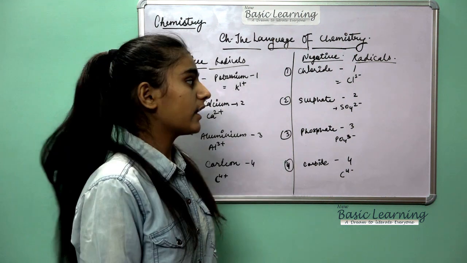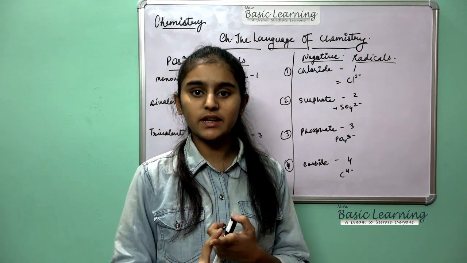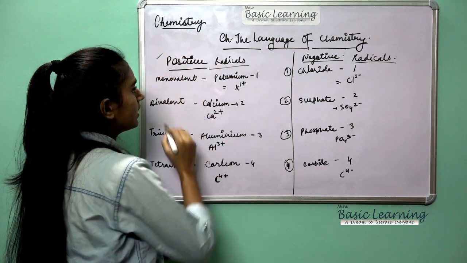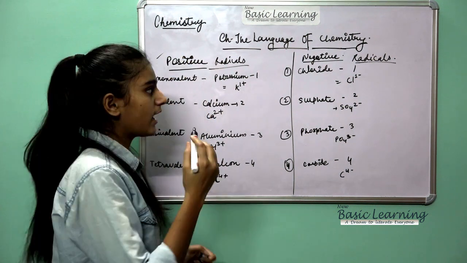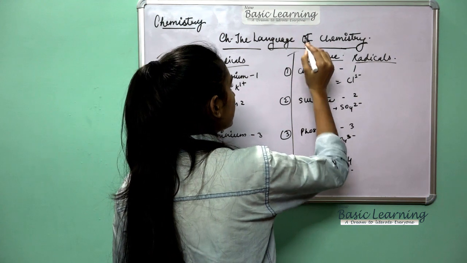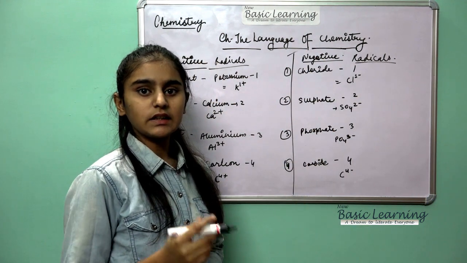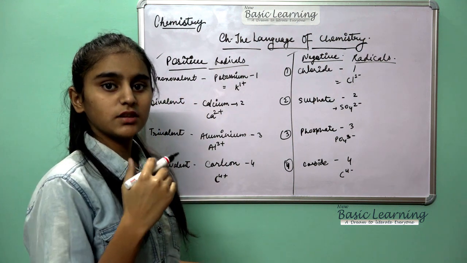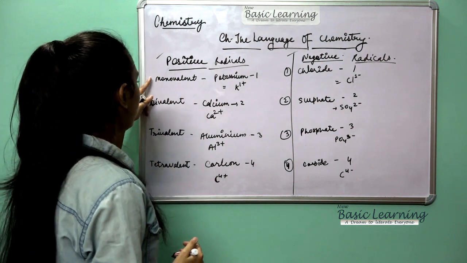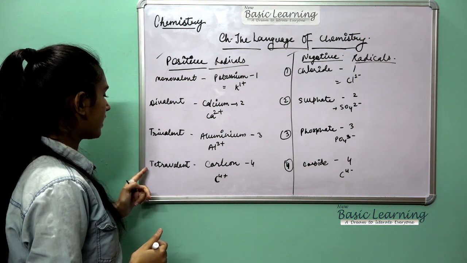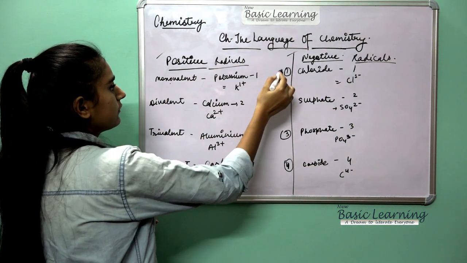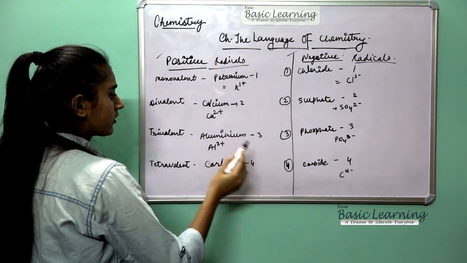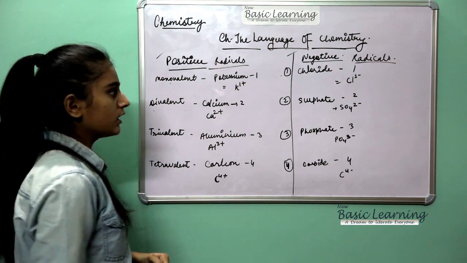You know also that radicals are of two types, that is basic radicals and acid radicals. The basic radicals are positive ones, which we call cations, and the acid radicals are the negative ones, which we call anions. Here I have taken the valencies: monovalent is for 1, divalent is for 2, trivalent is for 3 and tetravalent is for 4.